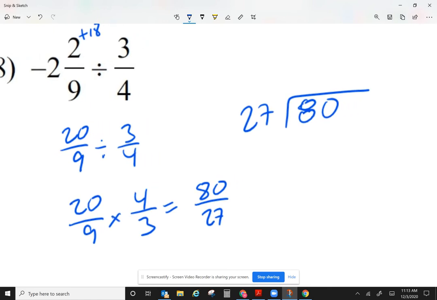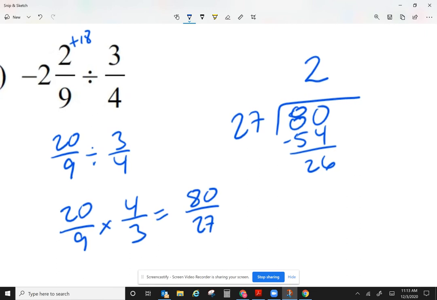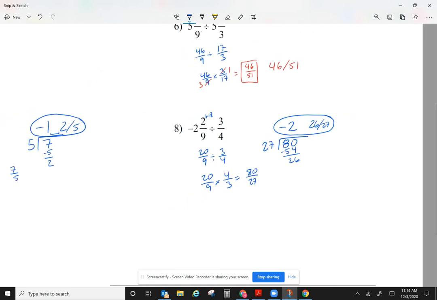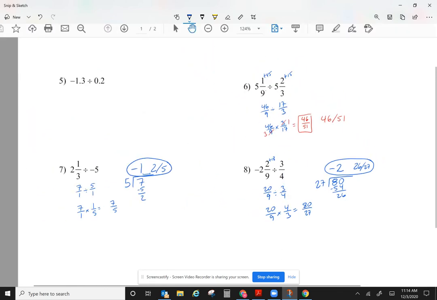How many times does 27 go into 80? I'm going to say 2 times. All right, 27 times 2 is 54. When I subtract this, I get 26. So I'm going to write at the side, 26 over 27. Now, my result will be negative because my numbers at the beginning were different signs. So negative 2 and 26 27ths. Don't forget the space between the whole number and the fraction.